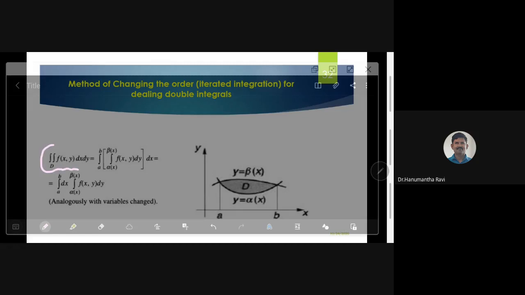This is our integral f of xy dx dy. That is the double integral. The region of integration is D. See here, I have shown the region of integration. This is the x variable, this is the y variable. So f of xy, z is equal to f of xy. You need a z axis to know what the f of xy value is. So we are not going for that, but the region of integration is important.